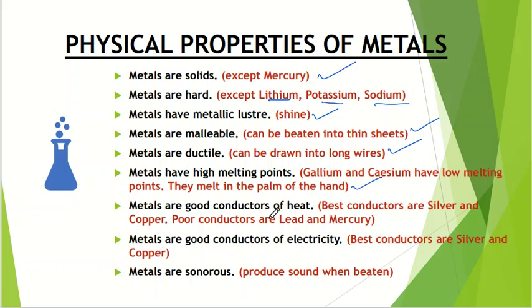Metals are good conductors of heat. Best conductors are silver and copper. Poor conductors are lead and mercury. Metals are good conductors of electricity. Best conductors are silver and copper. Metals are sonorous, produce sound when beaten. Right?